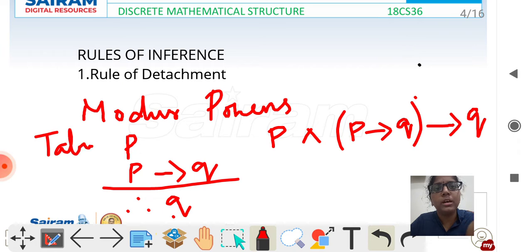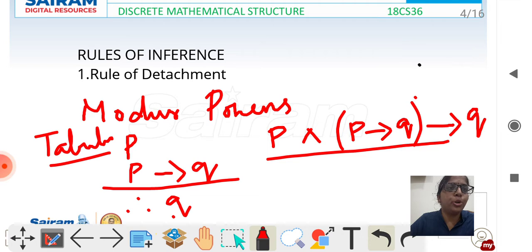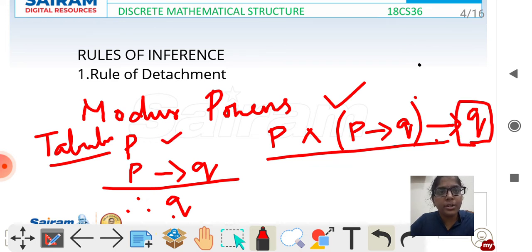This is known as the tabular form. This is the tabular form of this rule. So this is the direct form. This is an argument. This is the first rule of inference, the rule of detachment. P and P implies Q gives Q. What is implication? It is nothing but the conclusion. Here we have two premises, P and P implies Q, so you get Q.